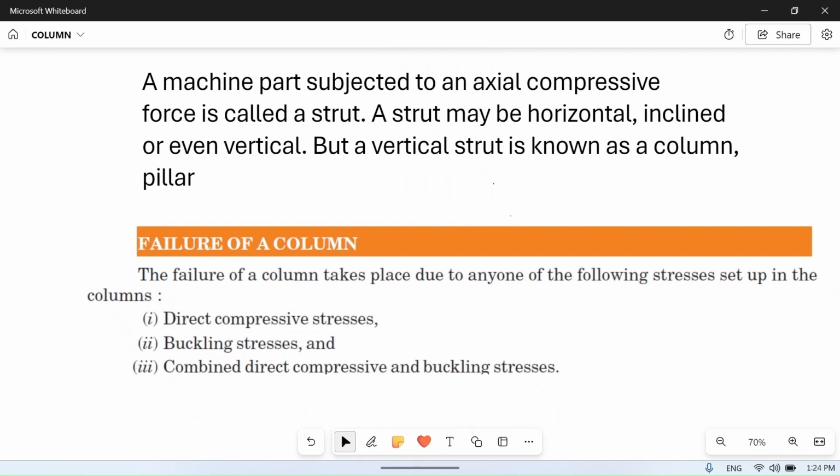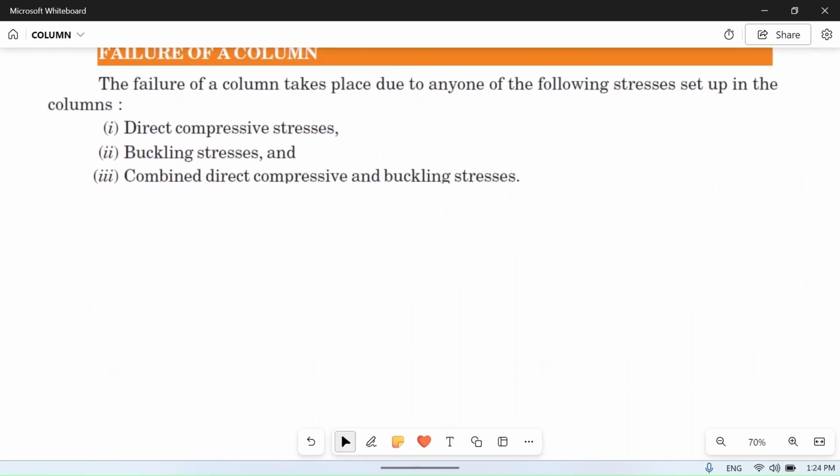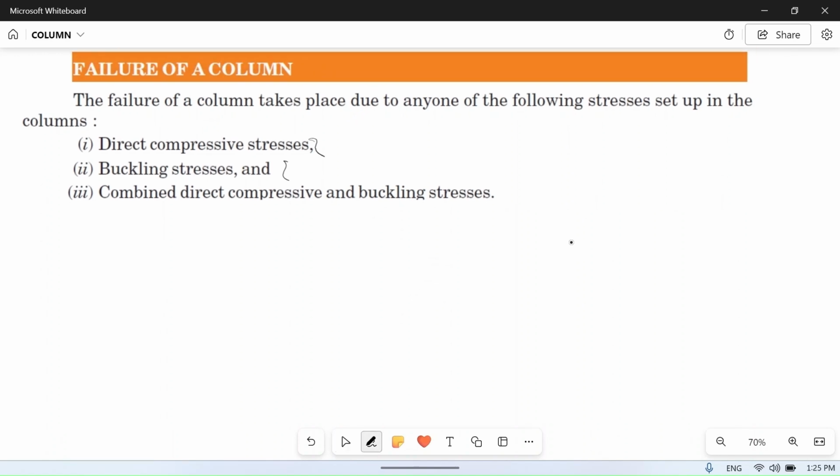Now, what are the types of failures of the column? A column can fail in three ways. First is direct compressive stress, second is buckling stress, and third one is combined direct compressive and buckling stresses. So these two are the different methods, and the third one is a combination of these two. So what is direct compressive stress failure? Suppose there are two columns. This is column number 1, this is column number 2.